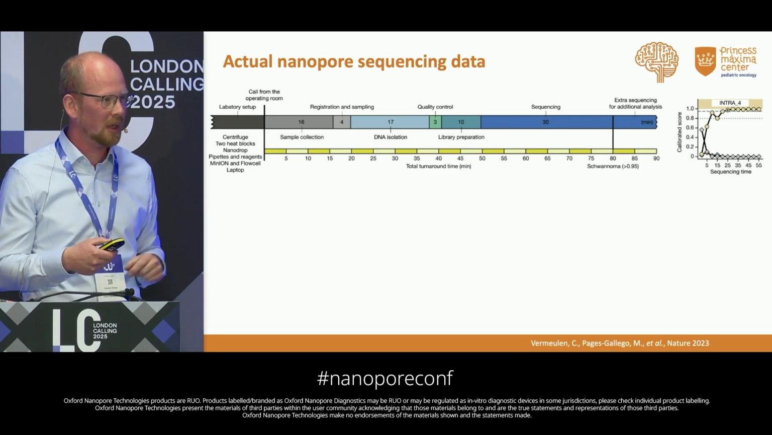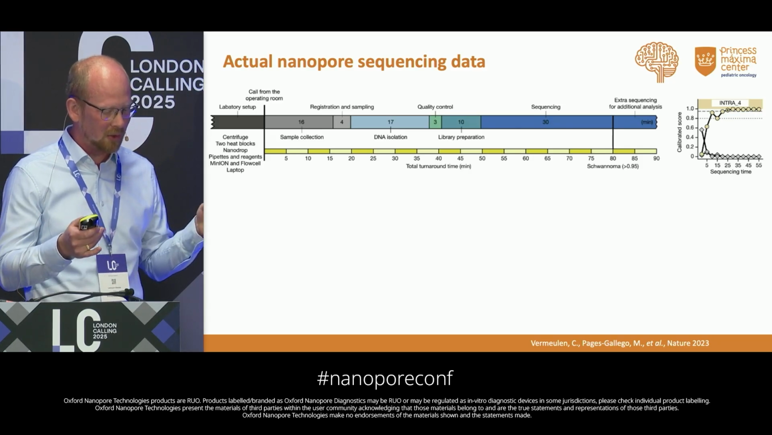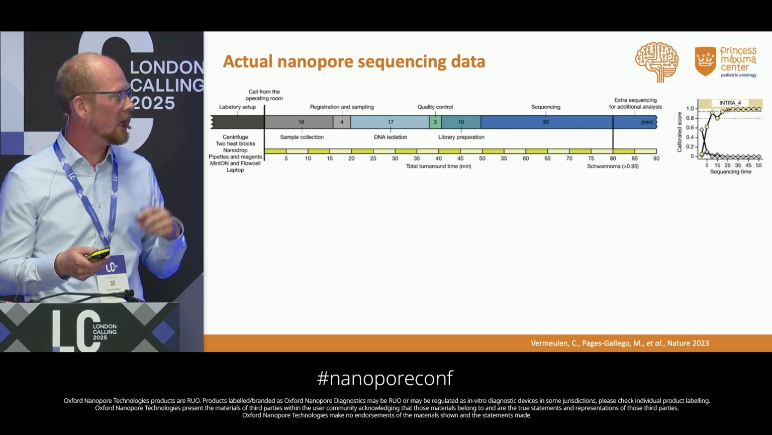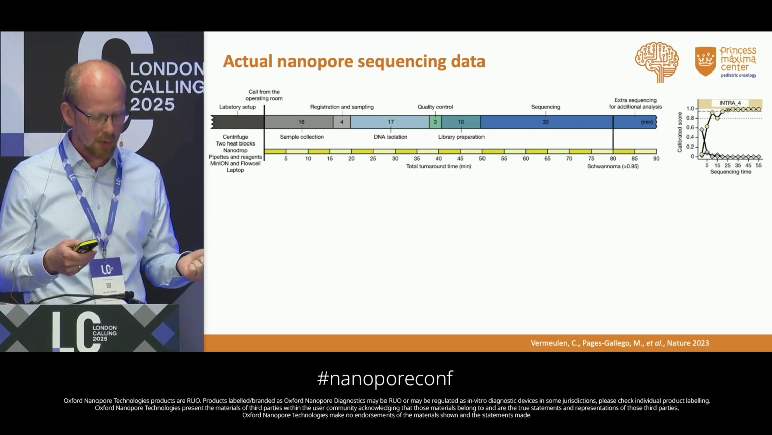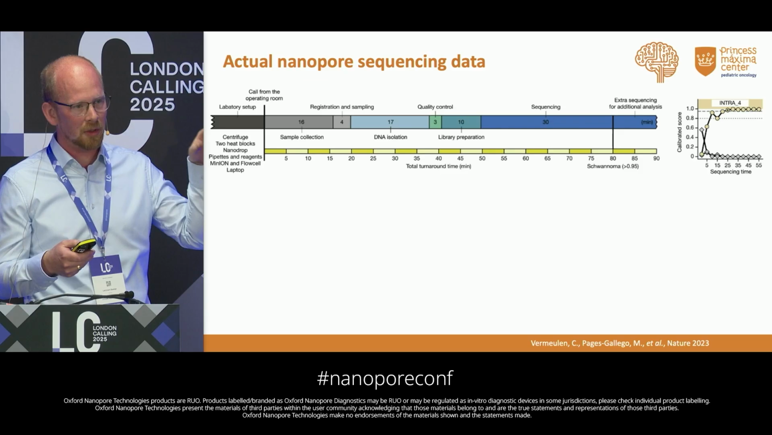Then we registered the sample, did library preparation and quality control. That took about 30 minutes in total, and then we could start sequencing. After 30 minutes of sequencing, the algorithm gave a classification for schwannoma. And you can see in the plot on the right the curve of the confidence over time.